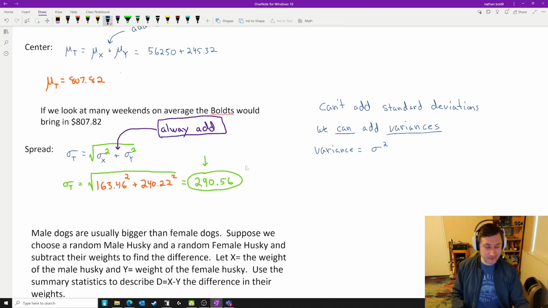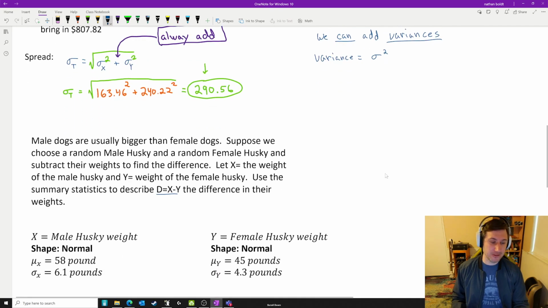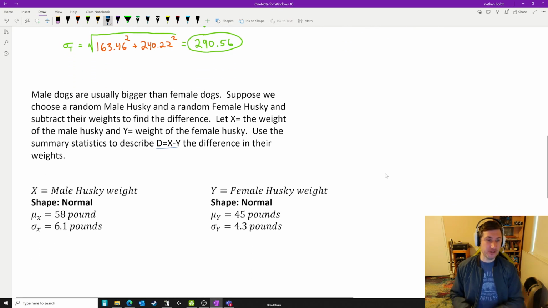Hopefully it makes sense. If you take a random process and another random process, it's always going to get more spread out when you combine them. So sometimes, even if you're subtracting in your problem like our next example, you will always add. All right, let's do one of those real quick. And this time we are going to do shape.